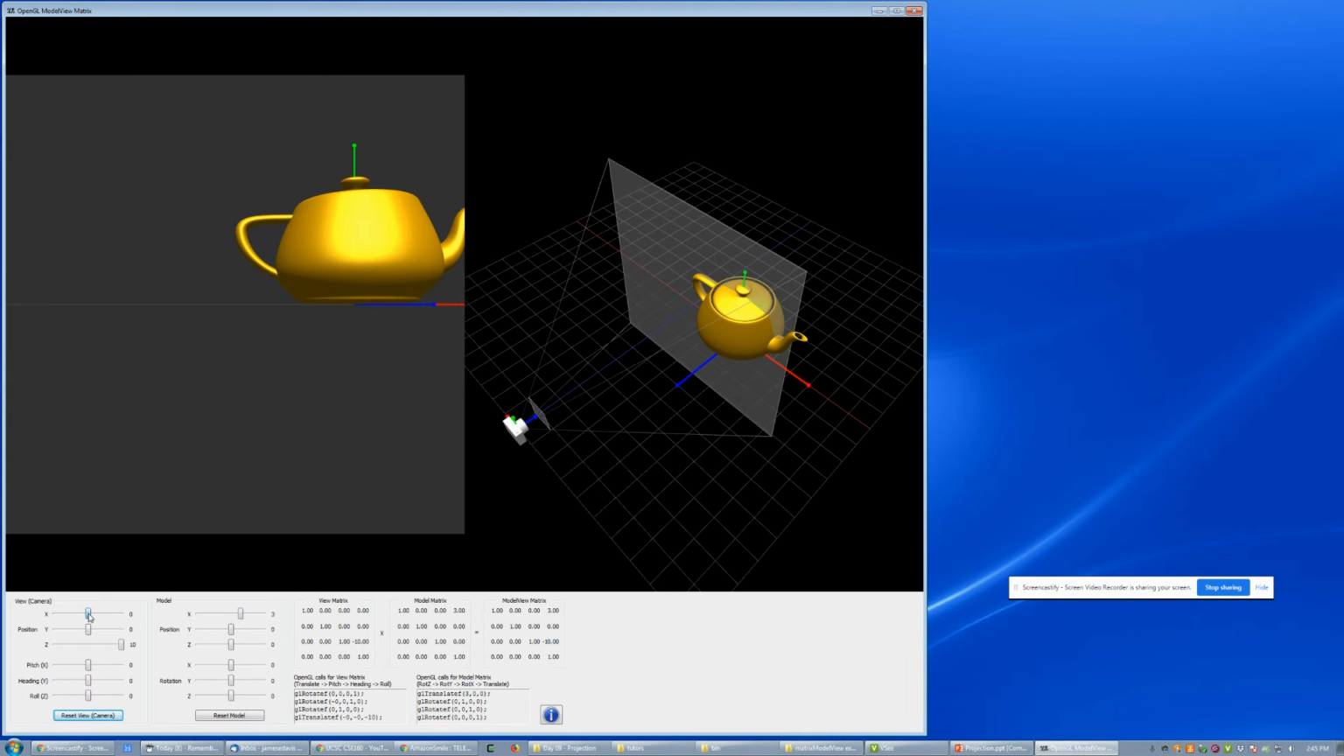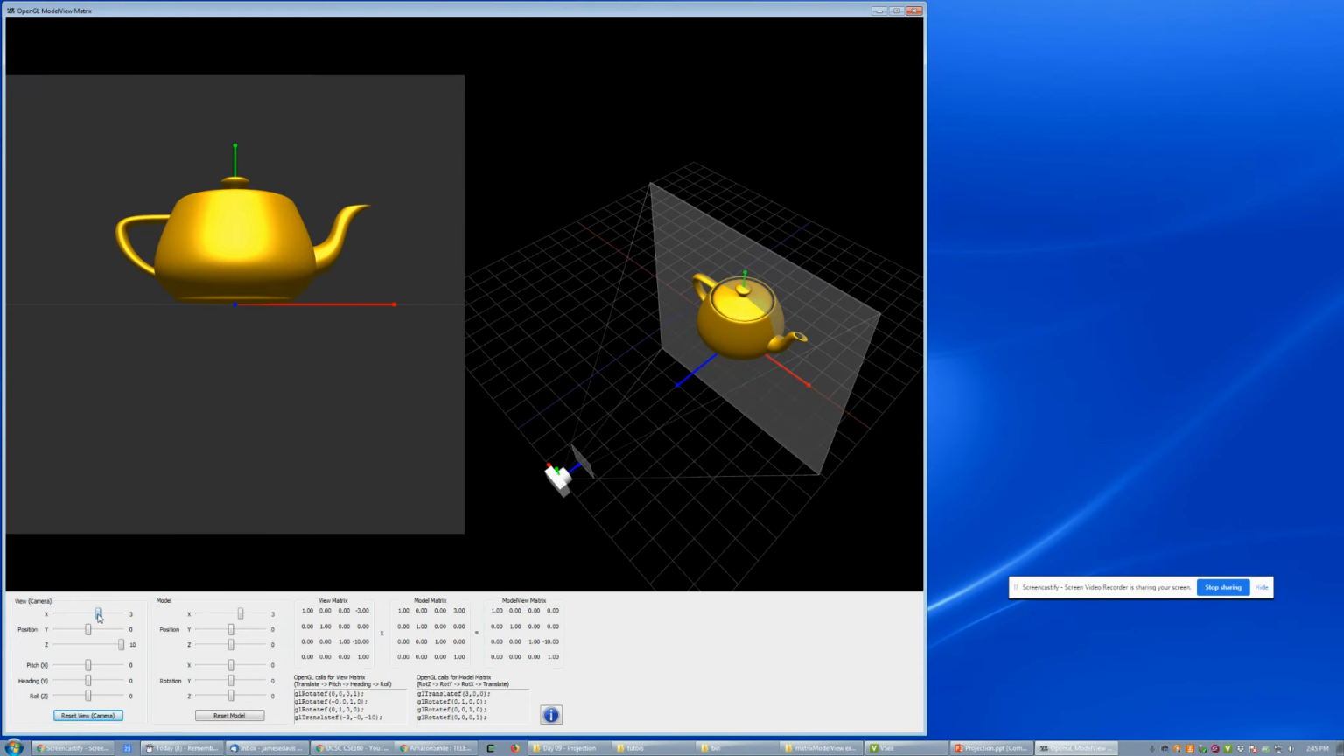So suppose we move the camera over. Oh, I've gone the wrong way. Okay, let's move the camera over by 3 units. And now we're back to the same picture, right? We're looking at the same thing. So what's going on with the actual matrices?